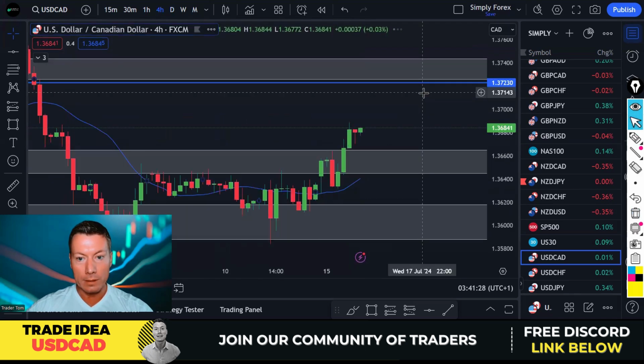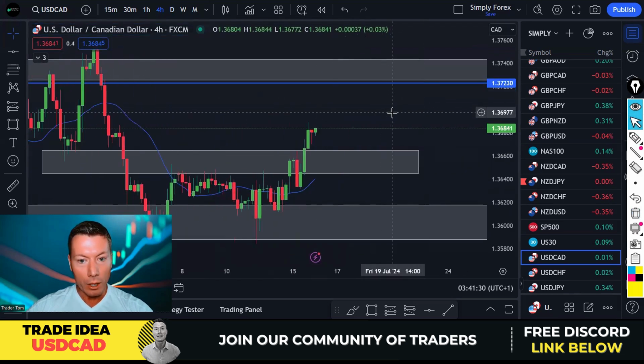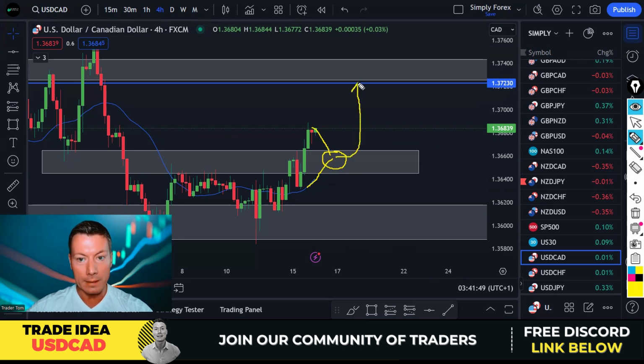If we drop down to the H4, I'm just looking for a retrace. You can see in here that price has reacted many times at this level, this gray zone. So all I want to see is a retrace into this gray zone. Perhaps the moving average 20 catches up, we get a nice bullish reaction, and then we can take buys back up to here. So that's my first Canadian dollar trade idea.